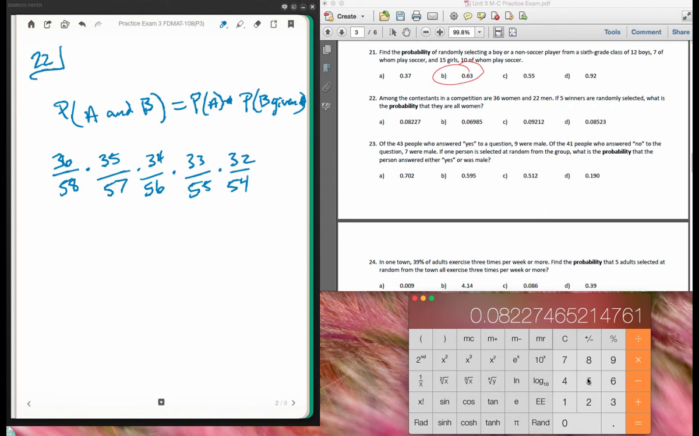So that's 8.2% roughly, which happens to be A. So we circle that and move on to the next question.